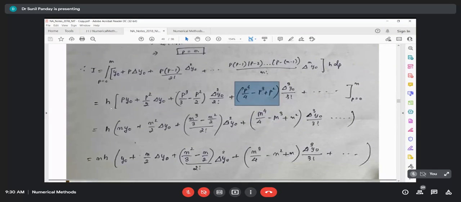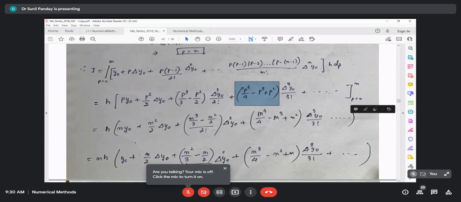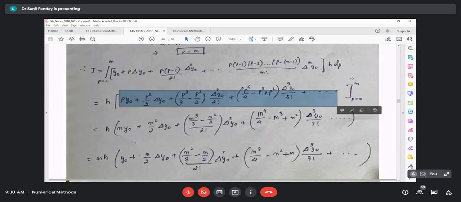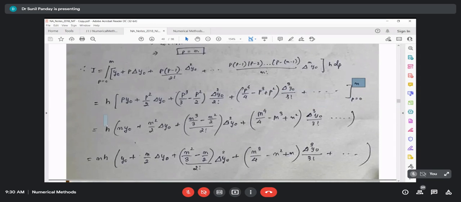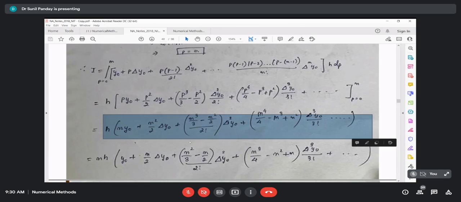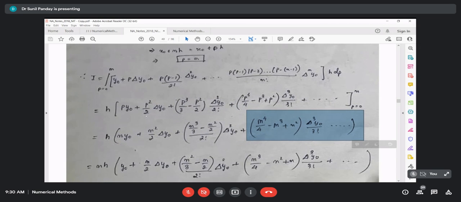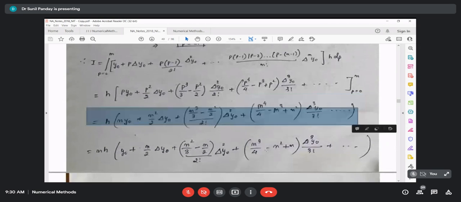Now you can see that each and every term contains p. So if I substitute the lower limit, p equals 0, this whole thing is 0. And when I substitute p equals n, I will get this one. h into n y naught plus n square upon 2 delta y naught, n cube upon 3 minus n cube upon 2, 2 factorial delta 2 y naught, and like this. So this integration will be equivalent to this one.